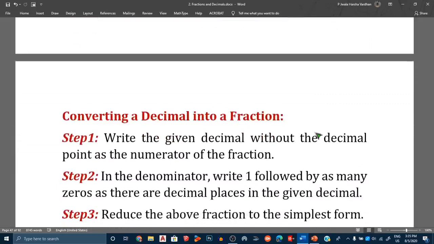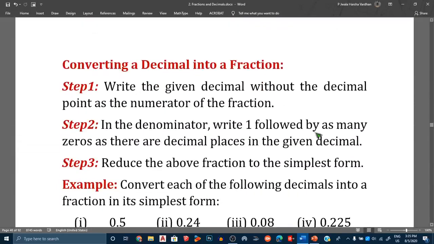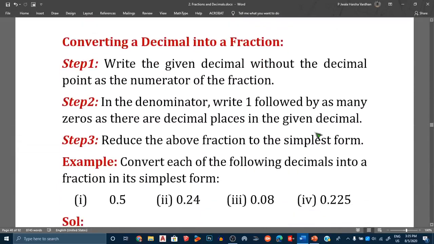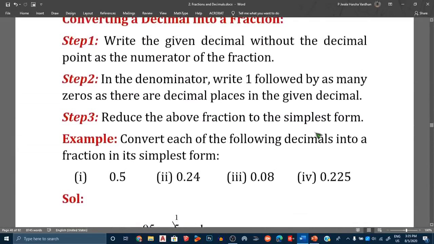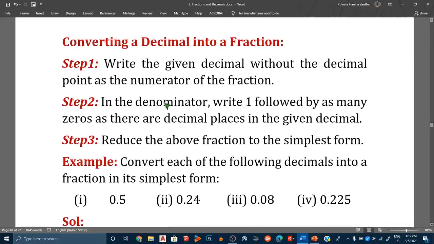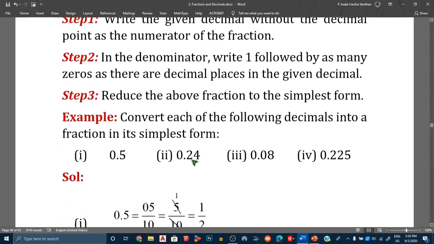Okay. So next, converting a decimal number into a fraction. How to convert the decimal number into the fraction? First, write the given decimal without the decimal point as the numerator of the fraction. That is step 1. Next, in the denominator, write 1 followed by as many zeros as there are decimal places in the given decimal. Next, reduce the above fraction to the simplest form. So these 3 steps you have to write.